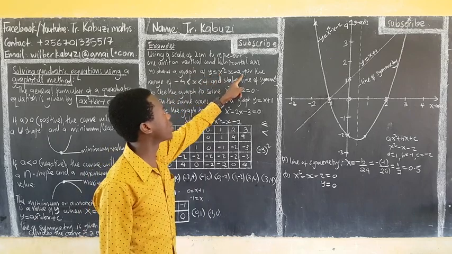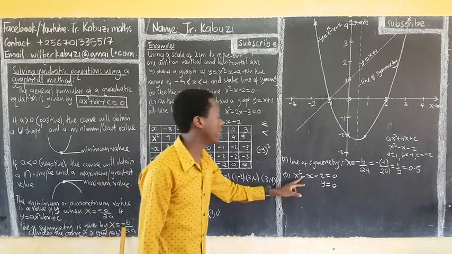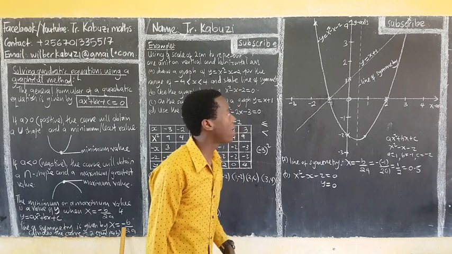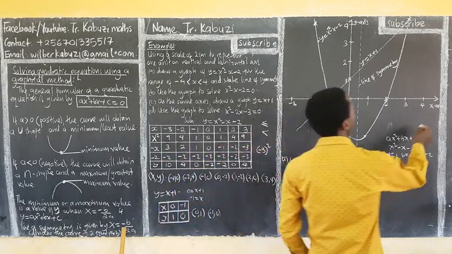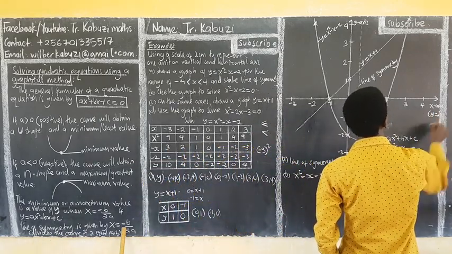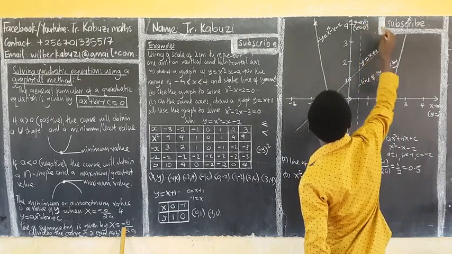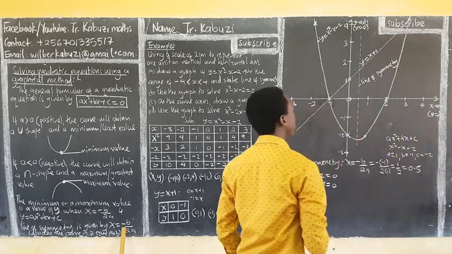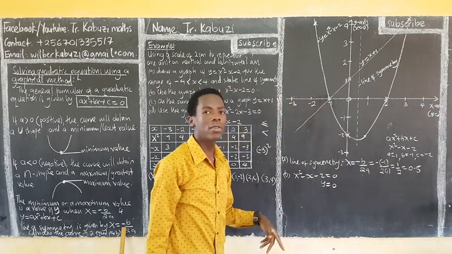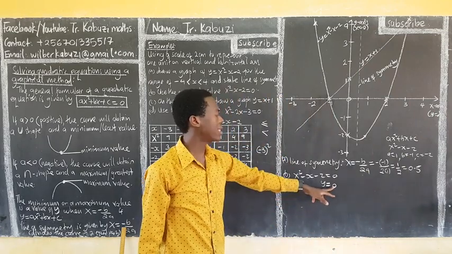Because the whole of this is y. So I have it equal to 0, meaning that y is equal to 0. And you know that the line y is equal to 0 is the x-axis. This one is the same as x equal to 0, and this one is the same as y equal to 0. In simple terms, they want to find the values of x when y is equal to 0.